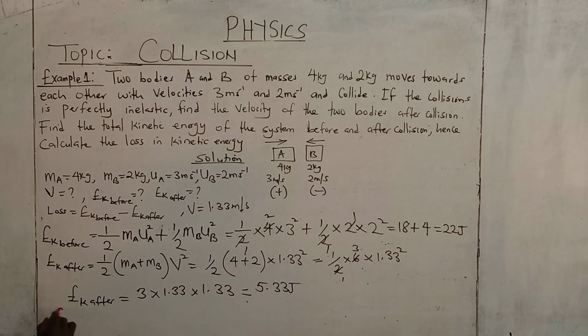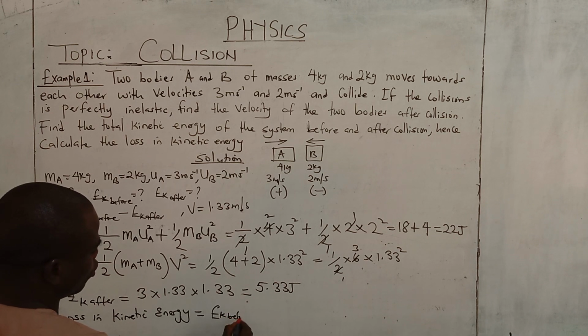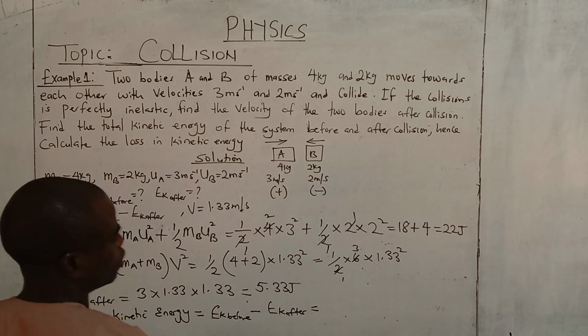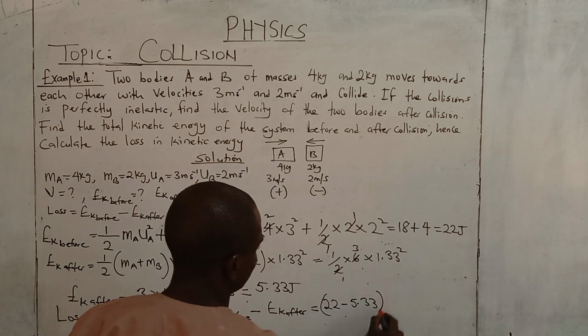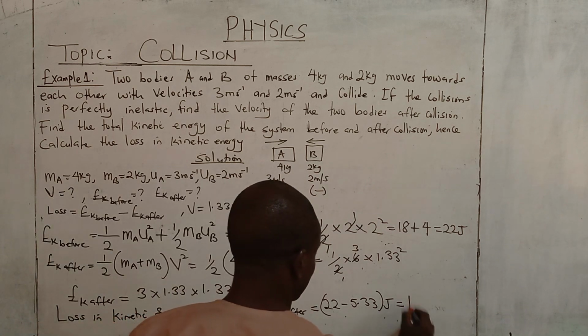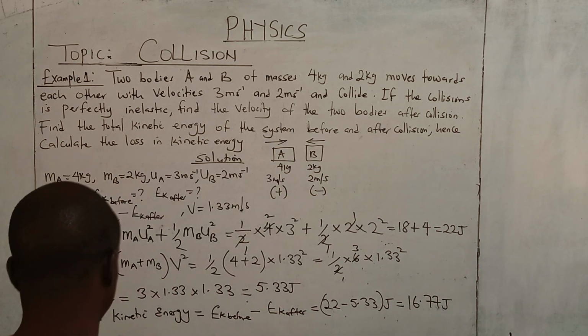The next one is to look for the loss in kinetic energy. I told you kinetic energy before is greater than kinetic energy after collision. Loss in kinetic energy is kinetic energy before minus kinetic energy after, which is 22 minus 5.33 joules. You do your subtraction, you have 16.77 joules.